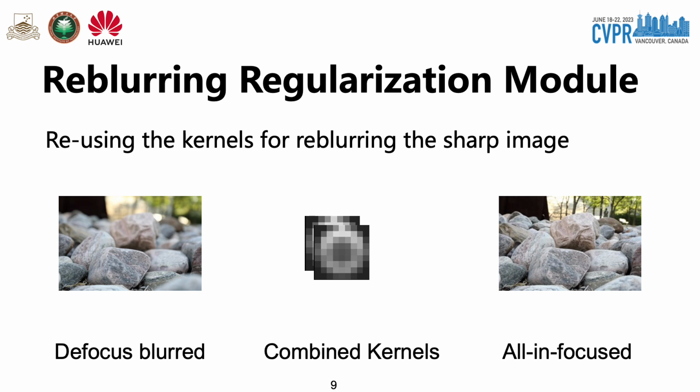Considering that the ground truth dual pixel disparities are absent for supervising the aforementioned process, we introduce a reblurring regularization module. Given an input in-focus dual pixel image pair, we reuse the combined kernels for reblurring the sharp image into the defocus blurred central view of the dual pixel image pair, regularizing the learning of the candidate kernel set and kernel combining process.